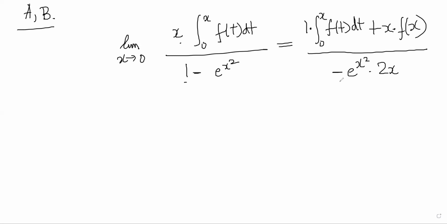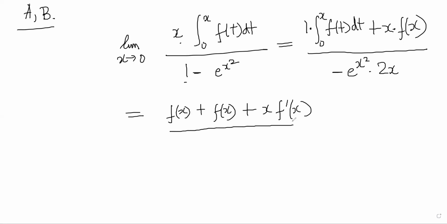Correct. This is still 0 by 0. So maybe we have to apply L'Hopital once more here. So let's do once more. Let's try it out. It will become f of x when you differentiate this plus f of x plus x times f dash x, right? Divided by, you will get minus 2 into e power x square plus 2x into e power minus x square into minus 2x, right? This is what we are getting.